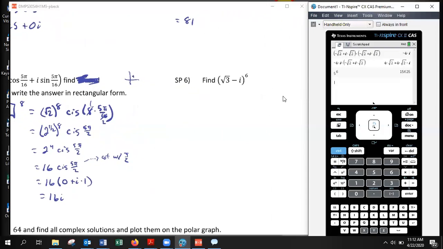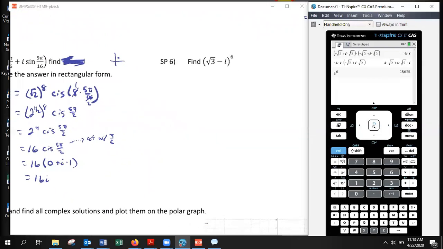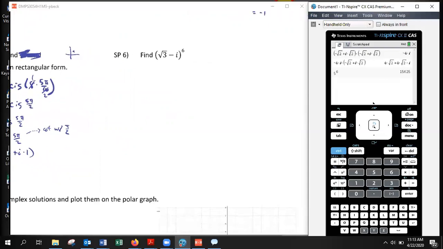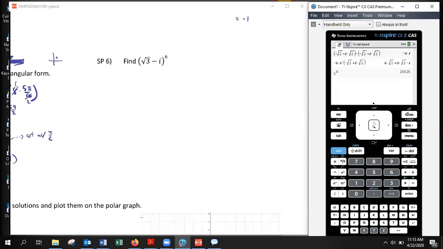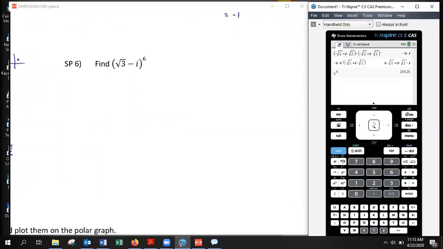And on to the last one for this video. The square root of 3 minus i to the 6th power. Now, a lot of times when I give this problem in the class, I have a lot of students who say, oh, I'm going to FOIL this out or multiply this out a total of 6 times. And so I have them do that. And in the end, I personally prefer just to use the polar form on this. So our first goal is, let's get this into polar form, or our cis theta.